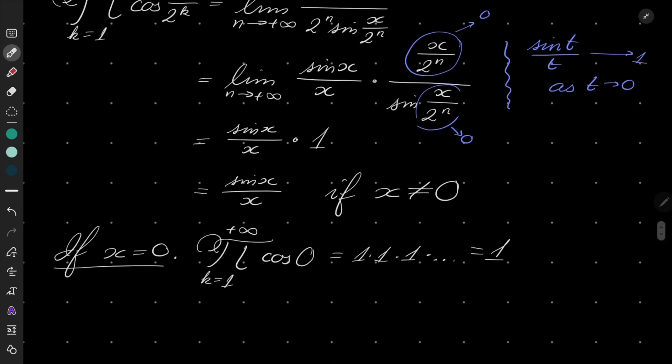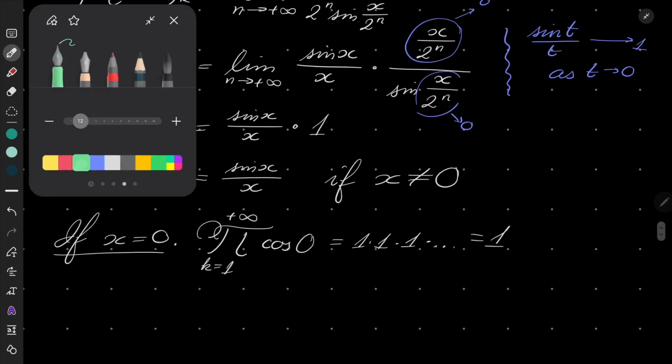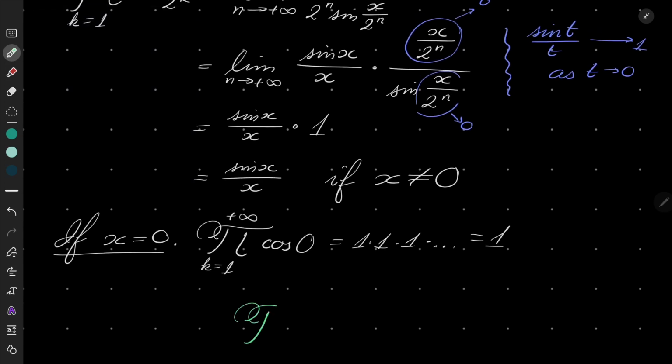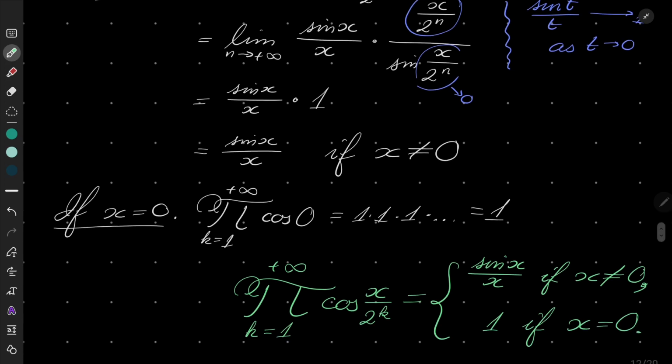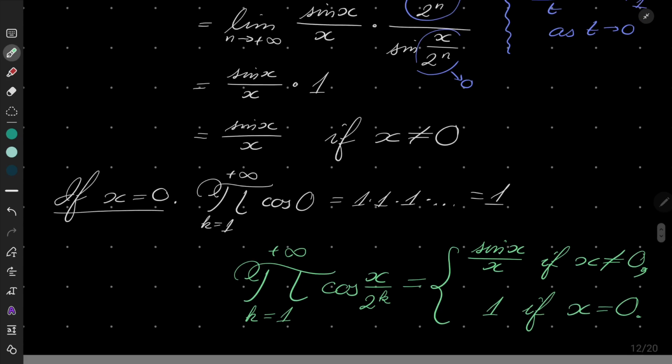So we have now reached our goal, our formula. The product from k equals 1 to infinity of cosine of x over 2 to the power of k is sine of x over x if x is non-zero, and it's 1 if x in fact is 0. And that closes our problem.